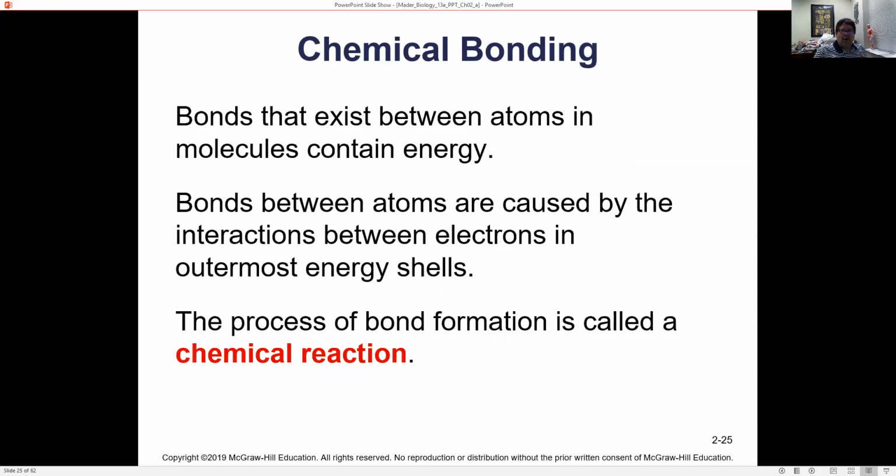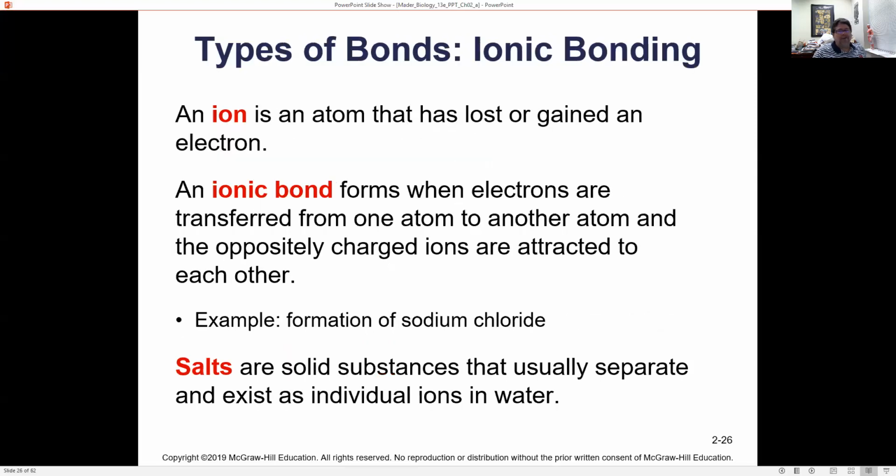Covalent bonds are when you share electrons. I also call that the Barney bond because they like to share electrons. And then the hydrogen bond is the weakest of the three, and it is a weak attraction between hydrogen in a polar covalent bond and another atom also in a polar covalent bond, usually oxygen, but it can be nitrogen and some other atoms. Okay, so we'll do ionic first.